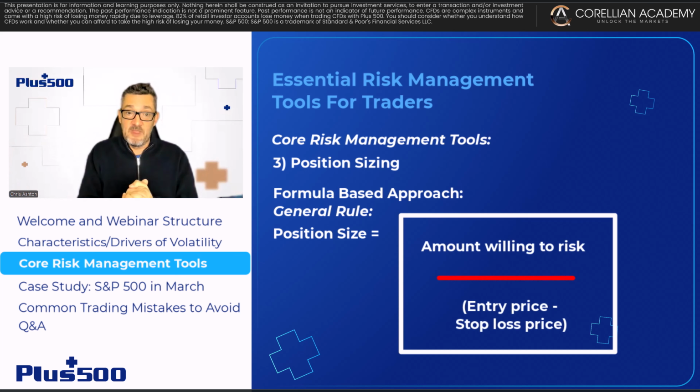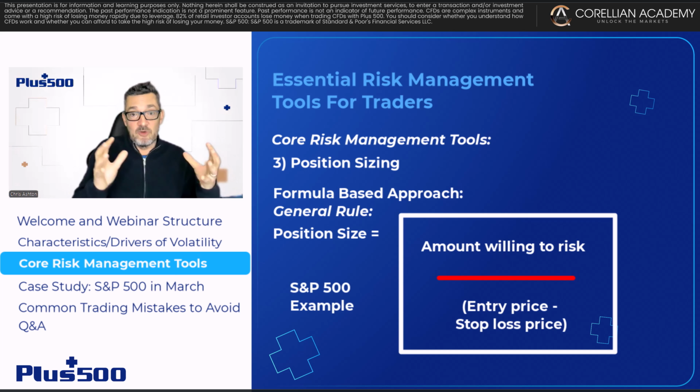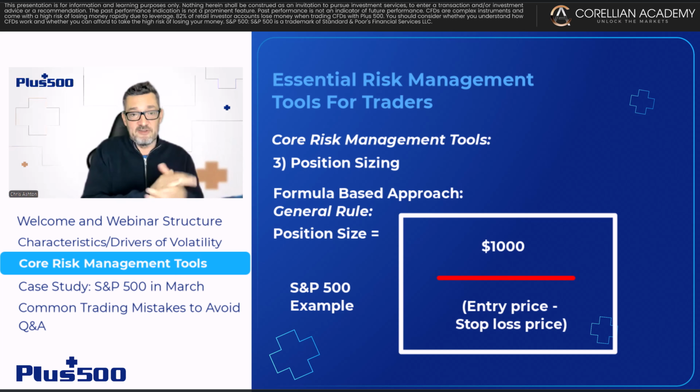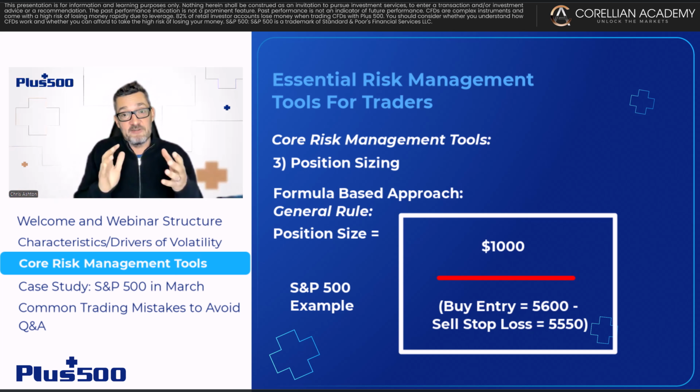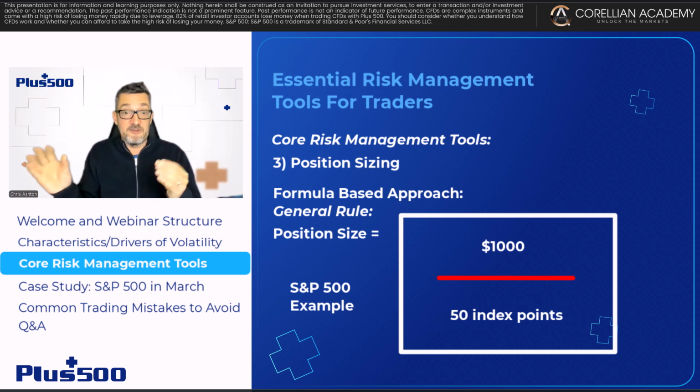So if I take that into looking at the S&P 500, for example, if I'm willing to risk $1,000 and my entry price is 5,600 and my stop loss price is 5,550, the difference is 50 points.